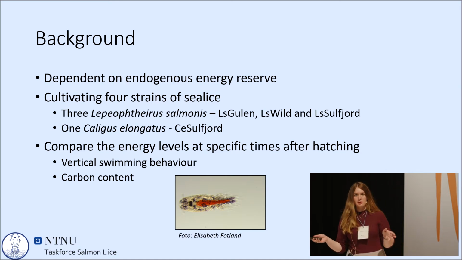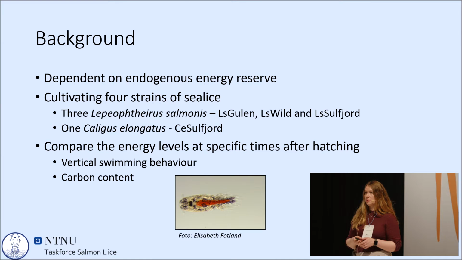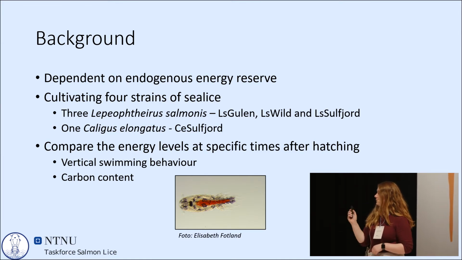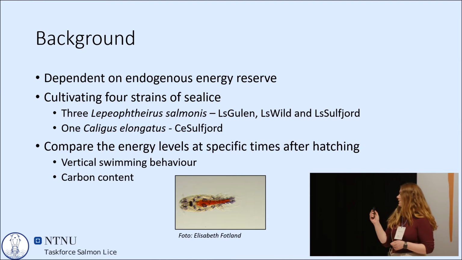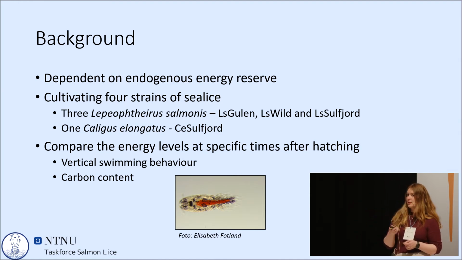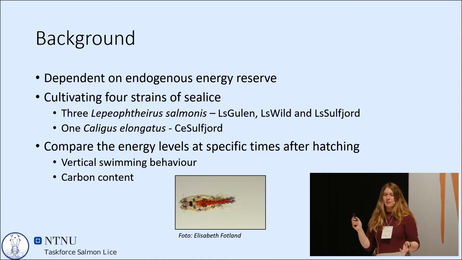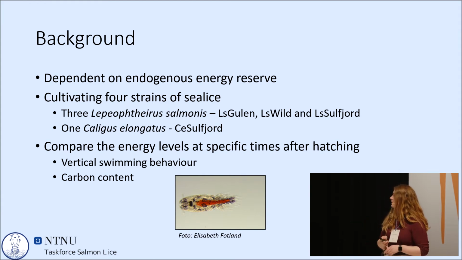We've been working with two species of sea lice, Caligus elongatus and Lepeophtheirus salmonis. And in our lab, we were cultivating four strains of sea lice, three Lepeophtheirus salmonis strains, LS Gulen, LS wild, and LS sulfur, and one Caligus elongatus strain. The LS Gulen strain has been cultivated for many generations at Bergen and for some generations at our lab. So it has probably been reared around 80 generations in the lab at the time of these experiments, while LS wild and CE and LS sulfur have been reared in the lab for 4 to 6 generations upon these experiments.